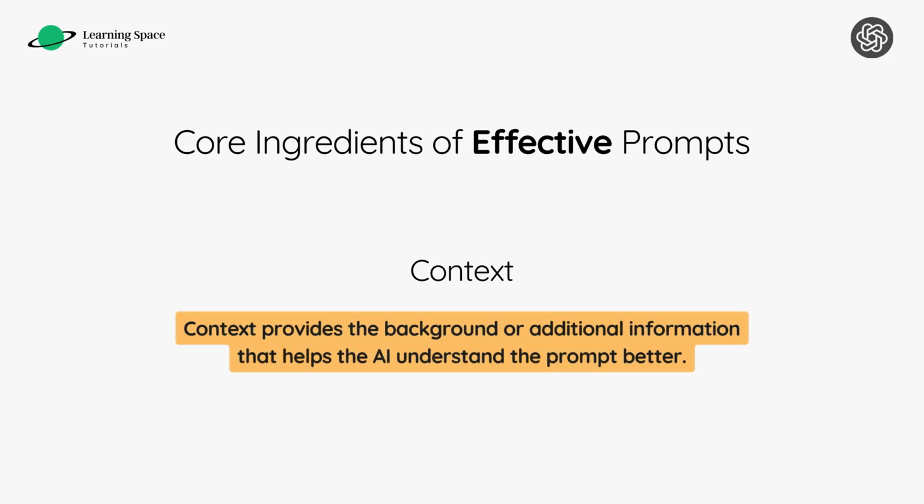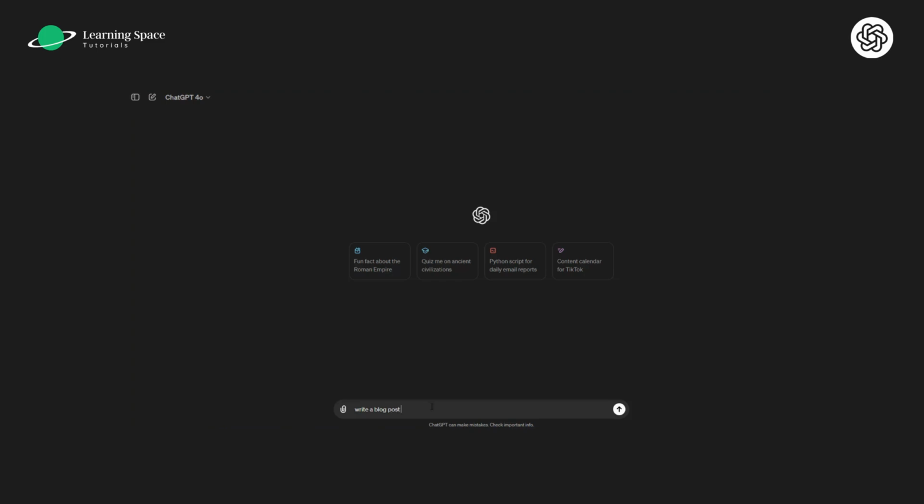Now next, the other core ingredient in AI is the context. Now context provides the background or additional information that helps the AI understand the prompt better. It can include details about the audience, the purpose of the task, or any relevant specifics. The more context you provide, the more accurate and tailored the response will be. For example, I want to write a blog post about the benefits of meditation for beginners, highlighting its impact on mental health and stress reduction.